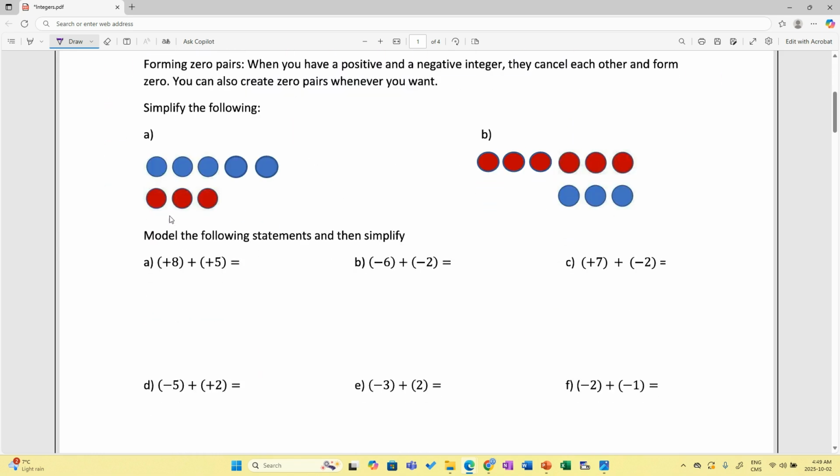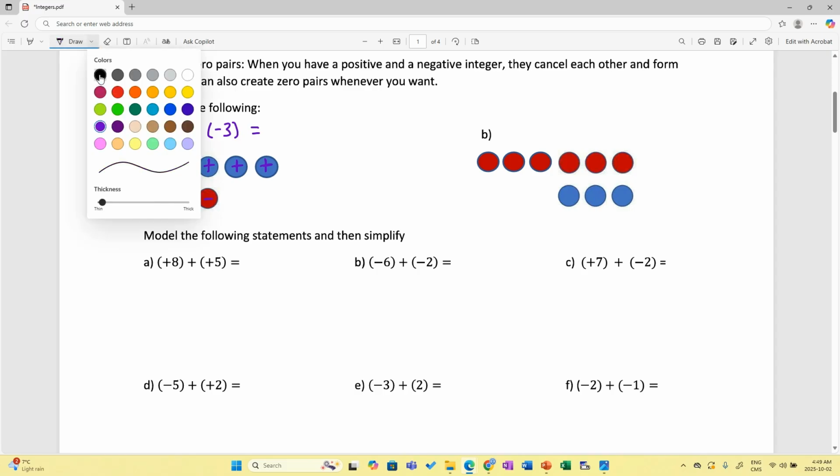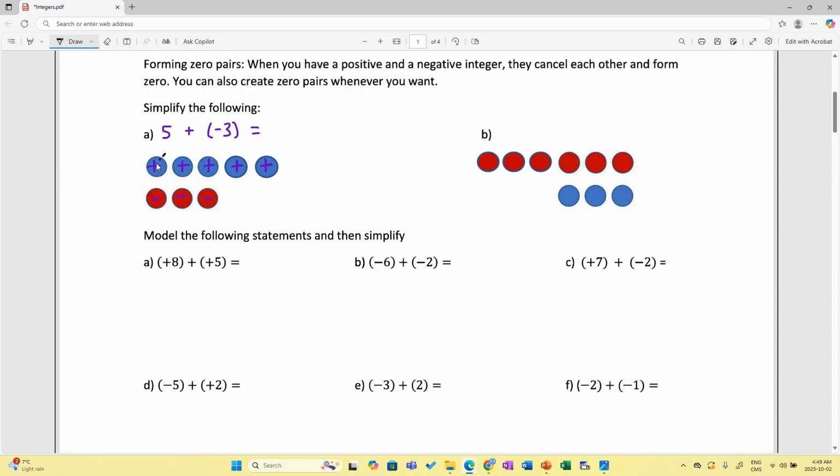When we're doing these questions here, if I have 5 positive circles like this, and then I have 3 negative circles, basically this statement is going to be written as positive 5 plus negative 3. And now to find the answer to this, we can simply cancel out positive circles with negative circles. So each positive circle will cancel out with a negative circle.